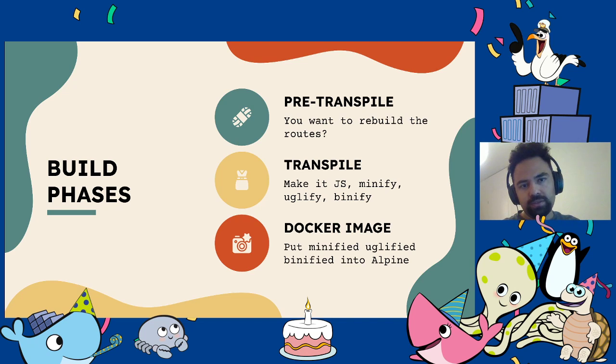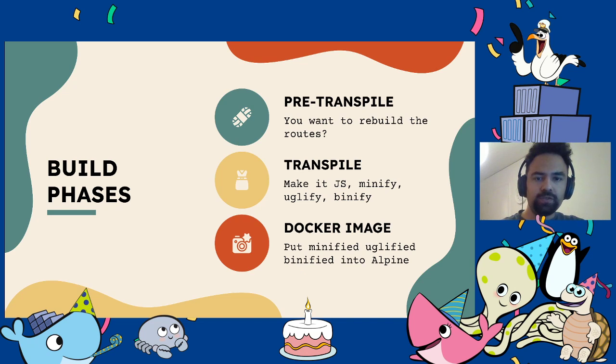This phase I call pre-transpile. These are the jobs that you have to run before you transpile your code into JavaScript. Then the next phase would be creating an application. Make your TypeScript into JavaScript. First you transpile it. You might want to minify it because you're going to production. You want to uglify it, package all your JavaScript files together, or make it a binary. In some cases you want to attach the Node.js runtime to your JavaScript application and have the whole application as one file, and then you can run it in any environment.